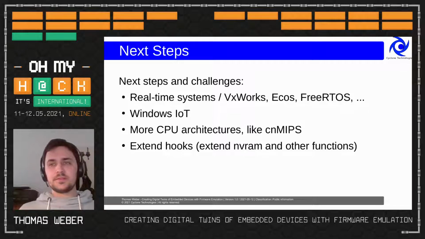So my personal next steps, and maybe also your personal next steps, because you would just need to bundle together QEMU and Buildroot, would be emulation of real-time systems, if it's possible. I have to do some research on it, but that would be really cool. Windows IoT, of course, is a next thing which may be important in the future. More CPU architectures, so extending QEMU would be really nice, like the Cavium Networks MIPS instruction set. That's partially supported, but not fully supported, and some extended hooks for NVRAM and other functions.